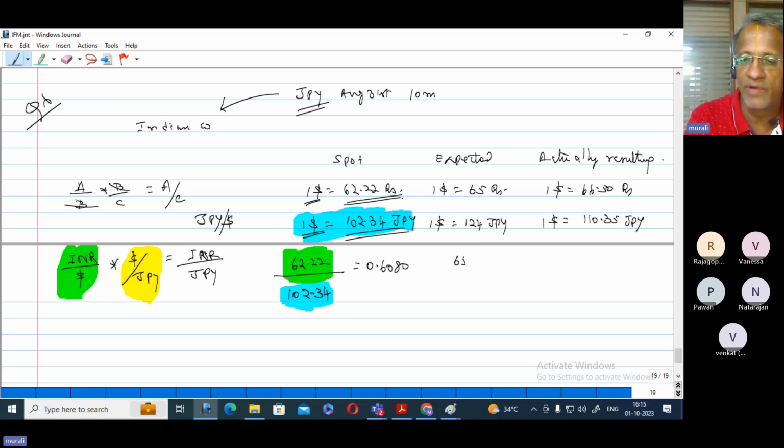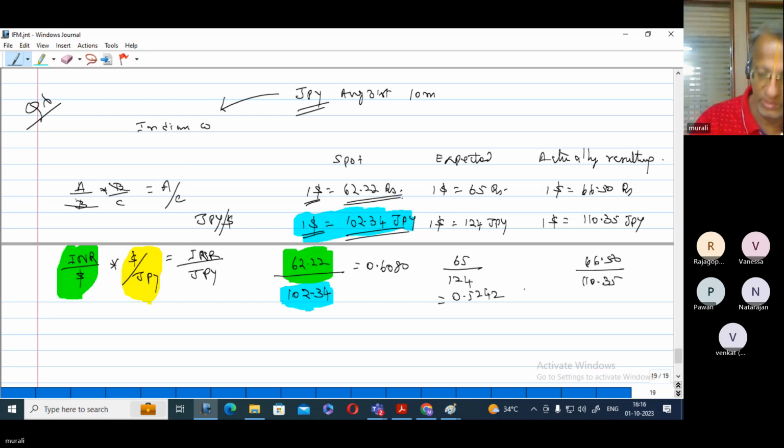Similarly, in this case, 65 divided by 124 should give you 0.5242. And 66.50 divided by 110.35 comes to 0.6026. Correct? Yes or no? Are you following? Yes, sir.